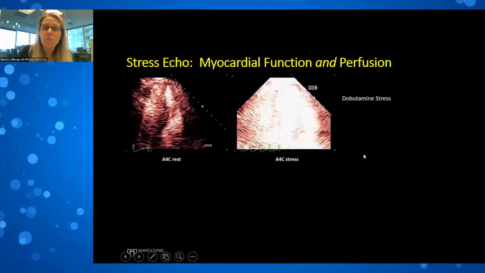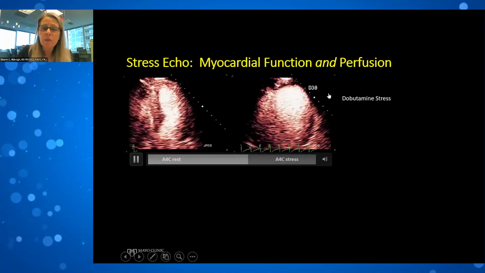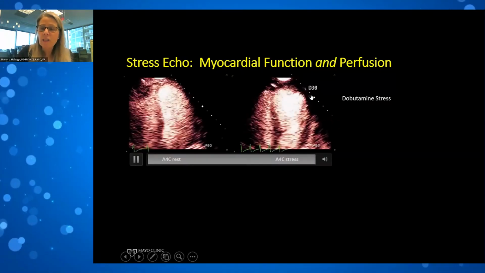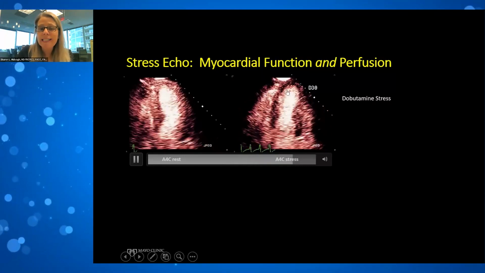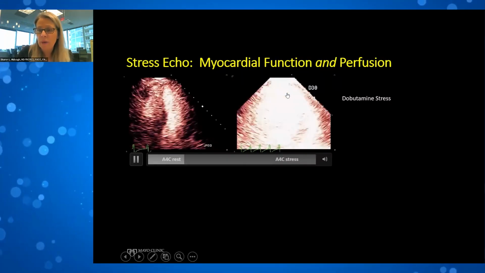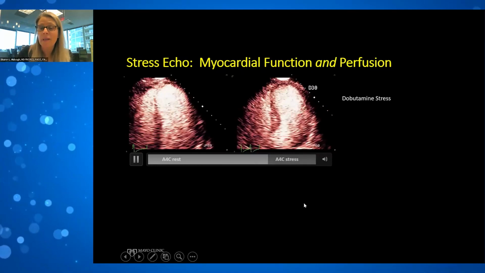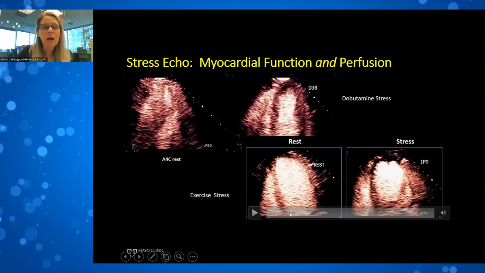Sometimes this can be even more helpful because if you notice, this was not even at peak stress. This was at 30 mics of dobutamine. So when you already see that you've got a perfusion abnormality, you can stop the test at that time and it can make this test more safe.